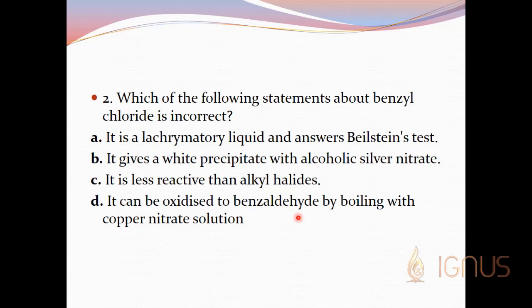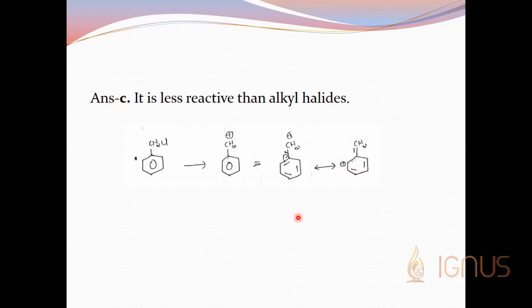Let us discuss the solution for this question. Answer is option C. It is less reactive than alkyl halides. We know that reactivity of alkyl halides depends upon the stability of the carbocation. Here benzyl chloride will give rise to benzyl cation, which is highly stable. Hence we can tell that benzyl chloride is highly reactive, but here it is given that it is less reactive than other alkyl halides. This statement is wrong.